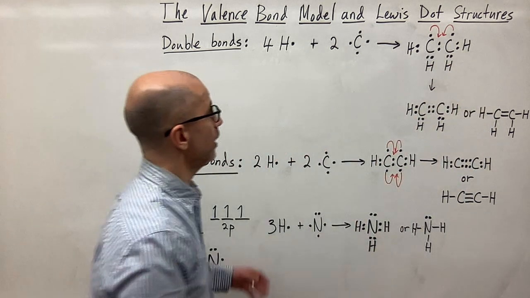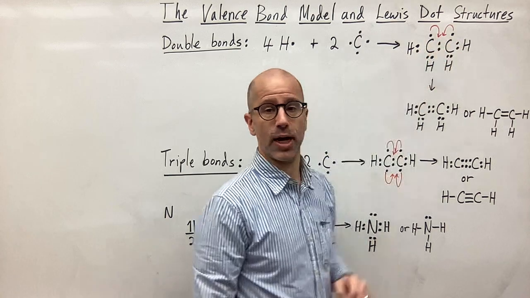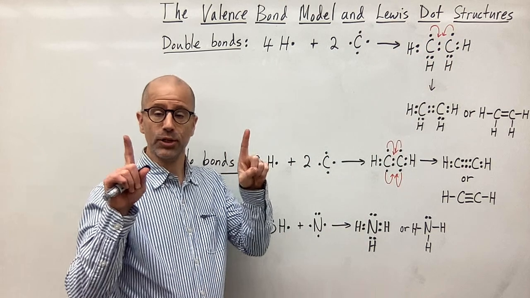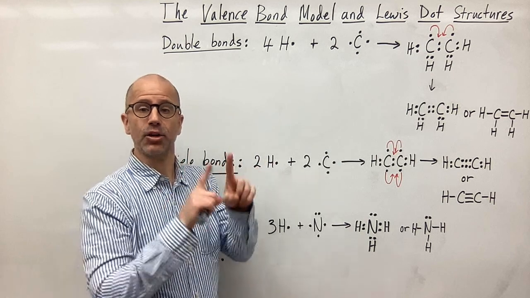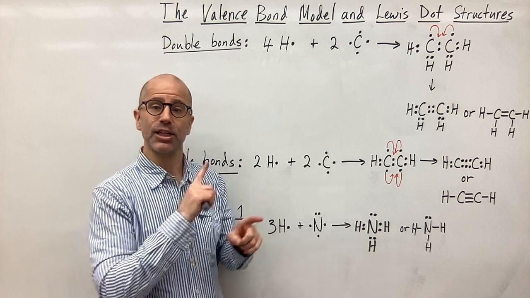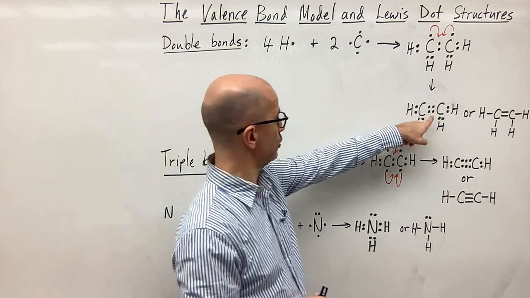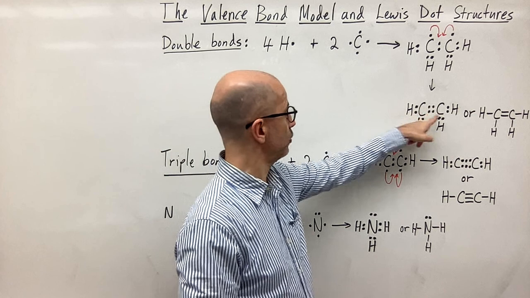Now, once all that is done, you still have 2 unpaired electrons on each of the carbons. In this case, those 2 electrons can pair up between the 2 carbons to form another pair of electrons that is shared between the carbons. This creates your double bond. So there's your 2 shared pairs of electrons between the 2 carbons.